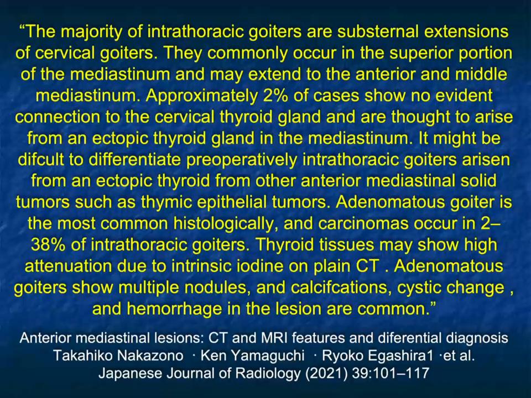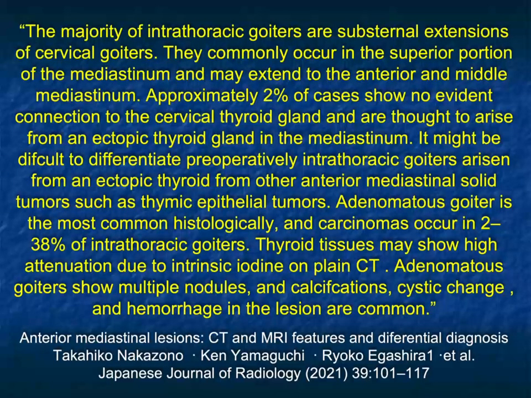Goiters typically are benign processes, but they can cause symptoms. You can have a large goiter surrounding the trachea and causing narrowing, and the patients could have wheezing, for example, or can have retrosternal chest pain. Adenomatous goiter is the most common histology, with carcinomas occurring probably between 2 and 38%. That's a big gap, but probably well under 5%, and 2% is probably most likely.